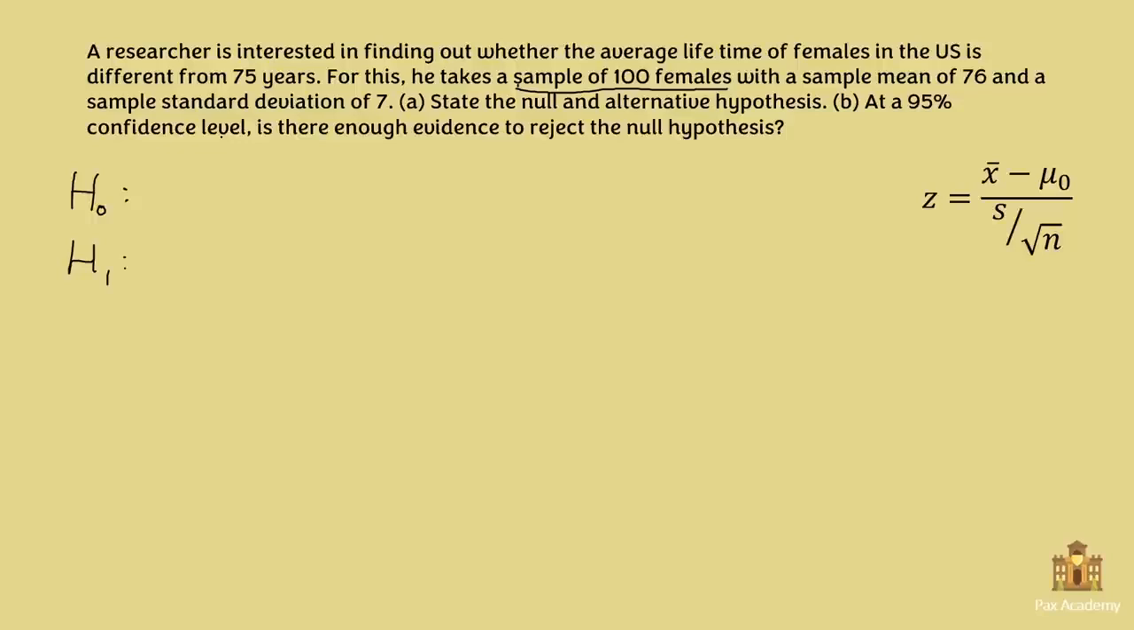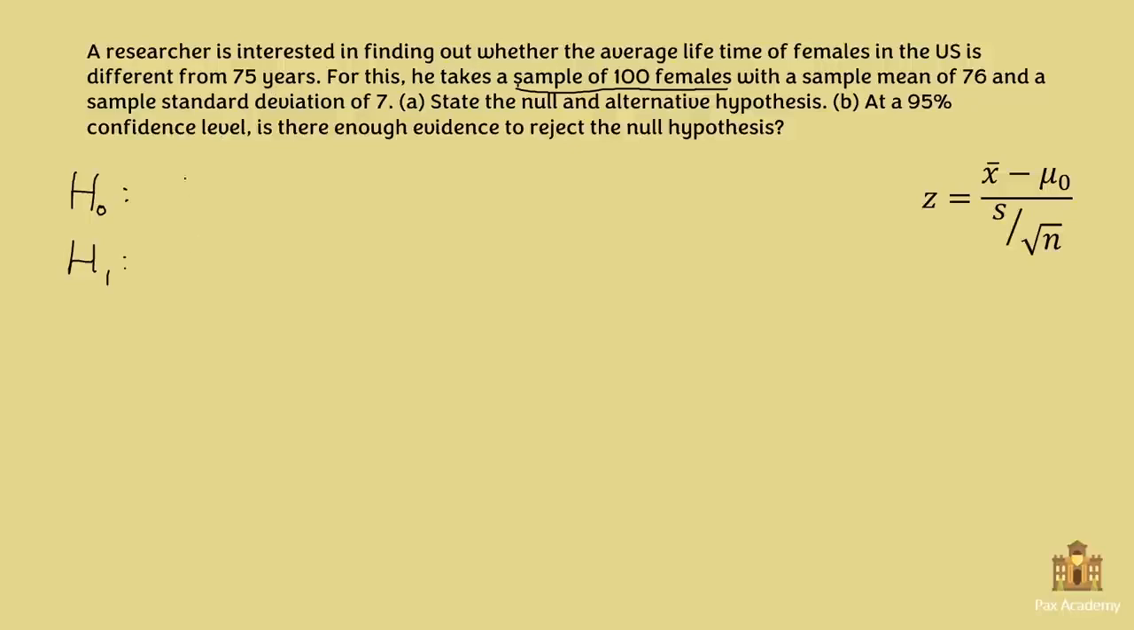Now remember, what you need to do in order to determine the null and alternative hypothesis is to understand that there's one thing that is generally accepted, and then someone is going to come in and challenge that accepted view, that traditional view. In this case, the challenger is the researcher, who is going to challenge a traditional view by saying that the average lifetime of females is different from 75 years.